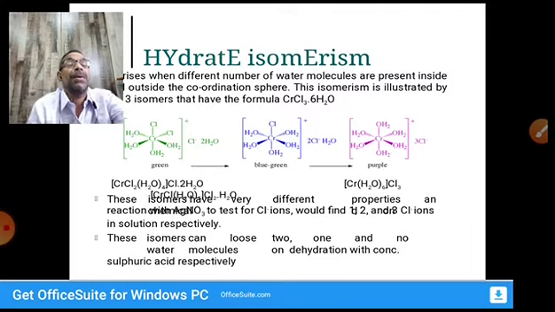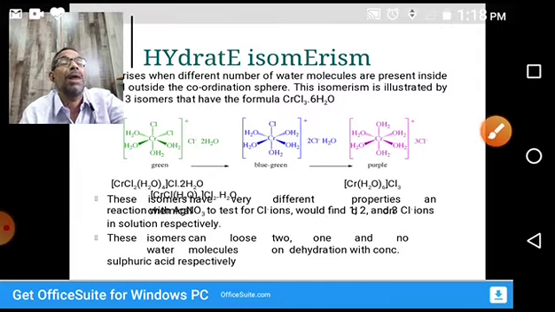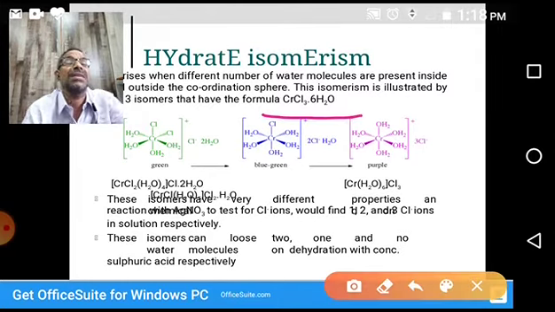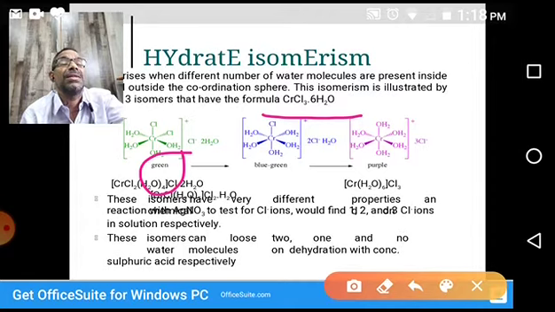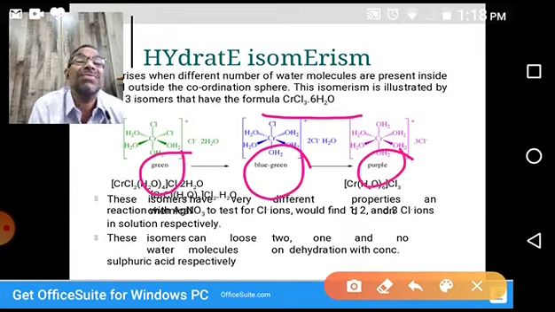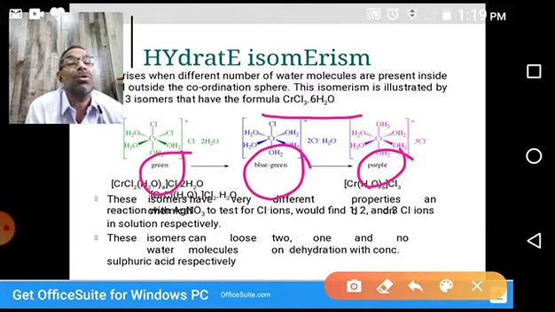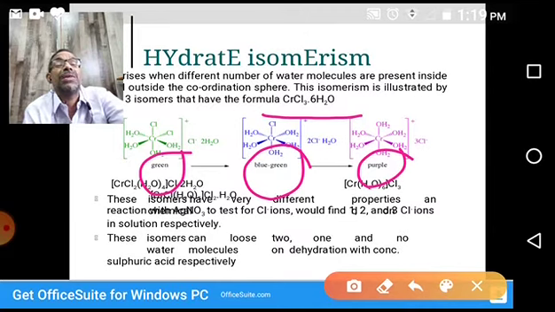For example, CrCl3 compounds with the same formula, CrCl3·6H2O. So 3 compounds are possible. One exists in green color, the second is blue-green, and the third one is purple. So a different physical property, color, is changing. These 3 are exhibiting different colors. Why? One more thing: when we heat this compound, 2 water molecules are lost on dehydration.